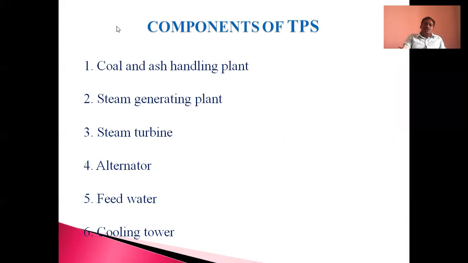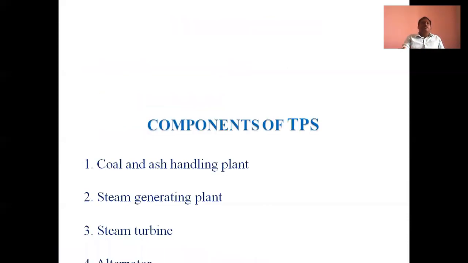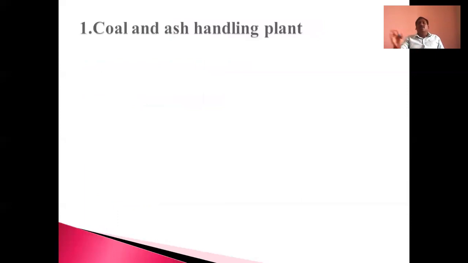These are the 6 systems involved in the thermal power station for the generation of electrical energy. So here individually we will discuss each and every component. The first component is coal and ash handling plants, which is a system. Coal and ash handling plant is the first system which is designed in the thermal power station.